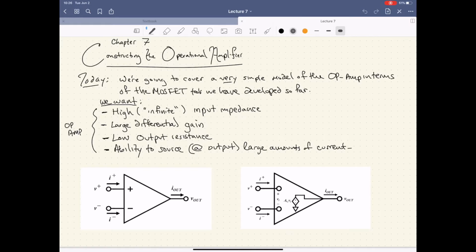So we're going to build our op amp in terms of the MOSFET tools that we've developed so far. We want the following things. We want a lot, okay? We're very needy. We've got to have some high input impedance, large differential gain, a low output resistance, and the ability to source a large amount of current. We want it all, okay? And we're going to get it all because of the op amp.